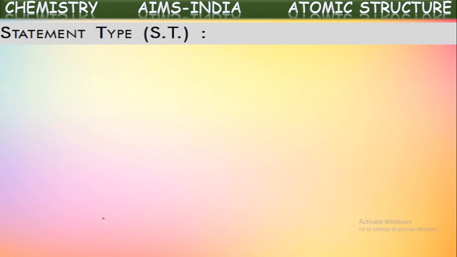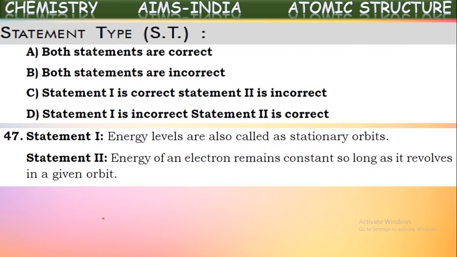Next, statement type questions. The first statement: energy levels are also called stationary orbits. Yes, in Bohr's theory we have seen the energy levels are also called stationary orbits. That's the correct statement. Next one: energy of an electron remains constant as long as it revolves in the given orbit. Yes, as long as an electron revolves in the same orbit, it neither gains energy nor loses energy. Its energy will be constant. So the second statement is also true. If both statements are true, what will be the correct option?